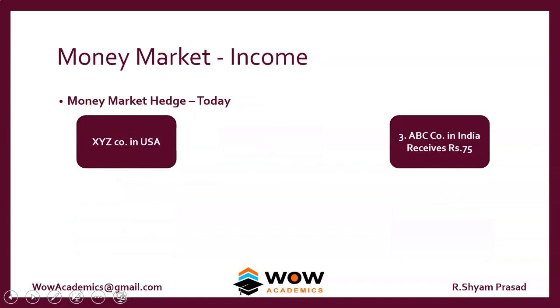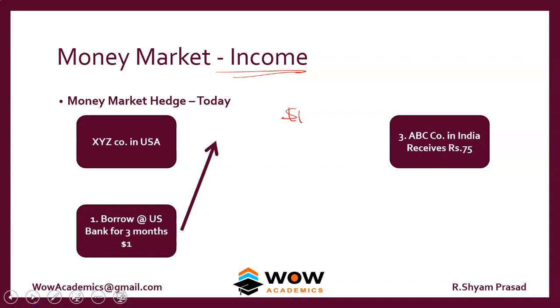We'll now look at the money market from the income angle. So assume that the Indian company has to receive $1 from the US company. Let's see like how it happens. So either way, we are going to receive $1 from the US company in 3 months time.